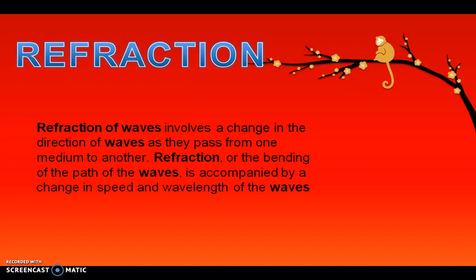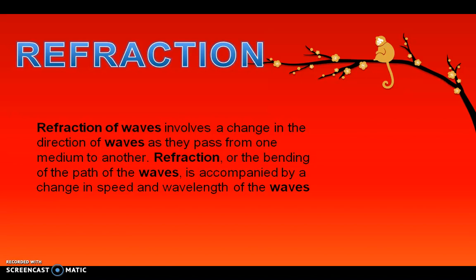Refraction of waves involves a change in the direction of waves as they pass from one medium to another. It is the bending of the path of the waves when it moves from one medium into another medium. So, which means the second medium must be a transparent medium. A transparent medium is that type of medium that a wave can pass through.